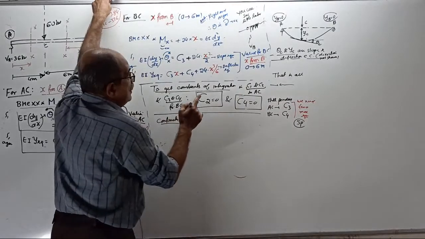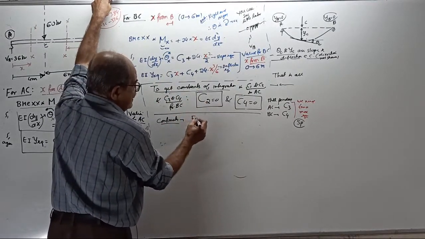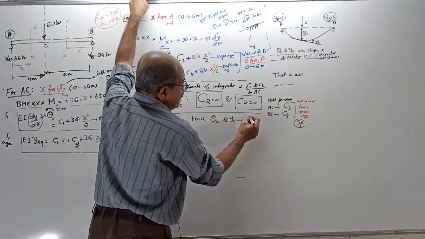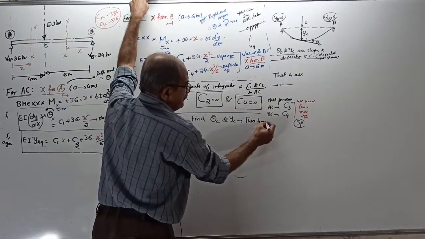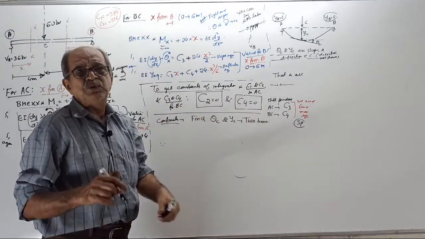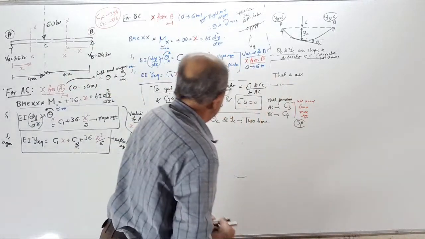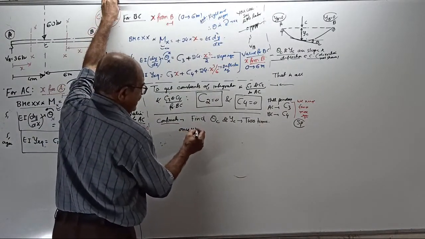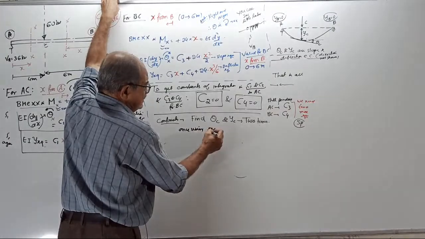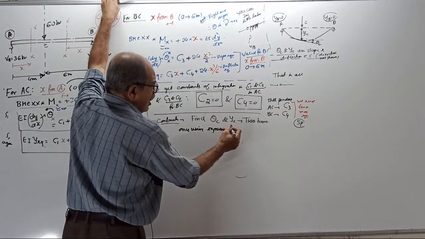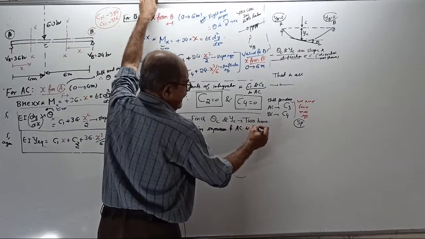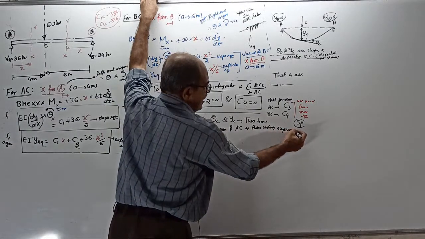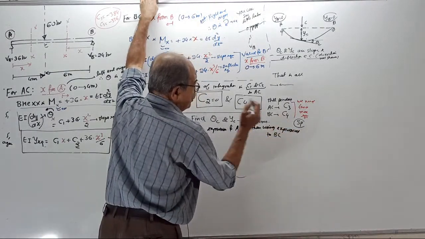Start. Now, what you do is find theta C and yc two times. Find both of them two times. How? Once using expressions for the AC portion, and then using expressions for the BC portion.